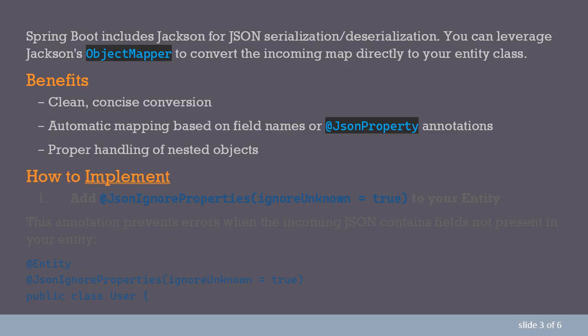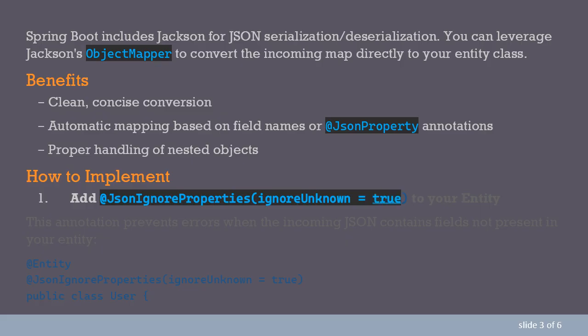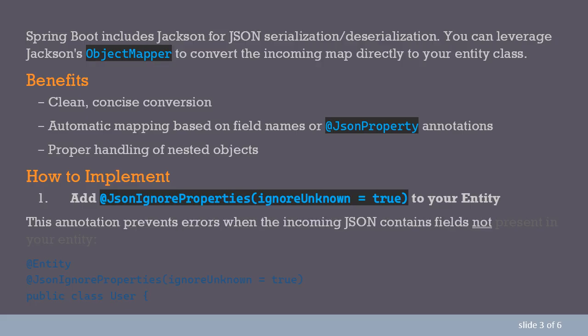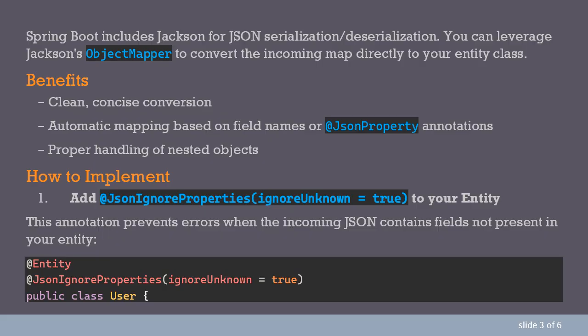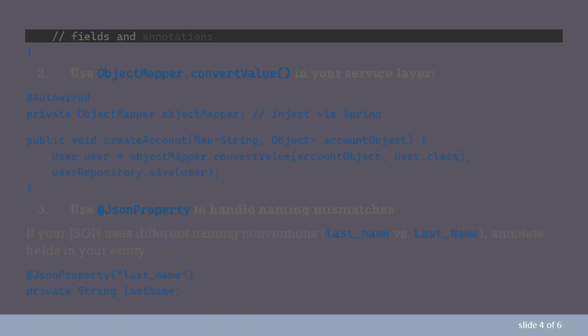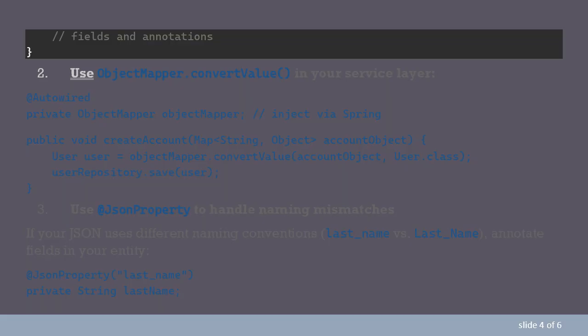How to implement. Add @JsonIgnoreProperties(ignoreUnknown = true) to your entity. This annotation prevents errors when the incoming JSON contains fields not present in your entity. Use ObjectMapper.convertValue in your service layer.